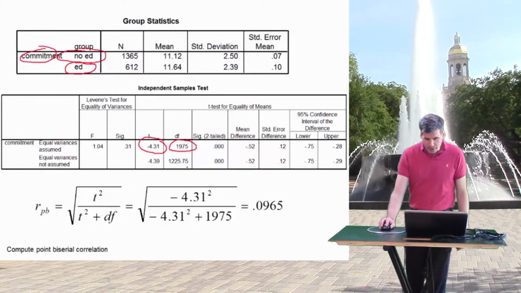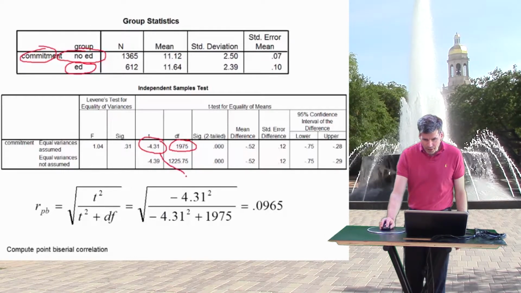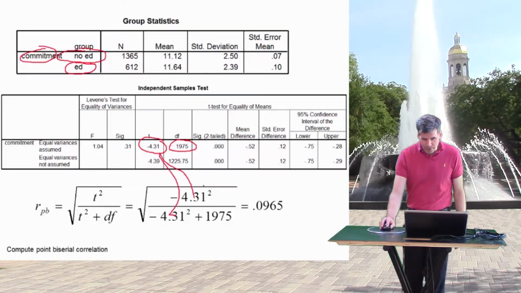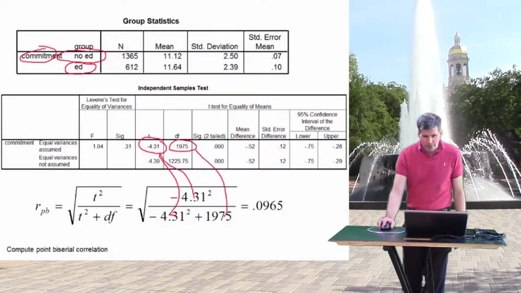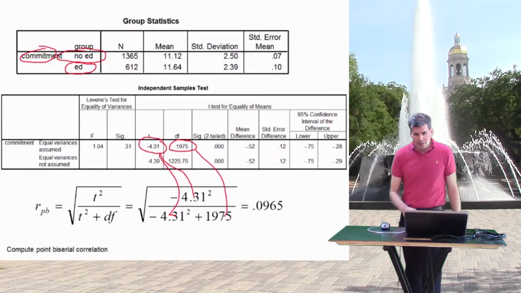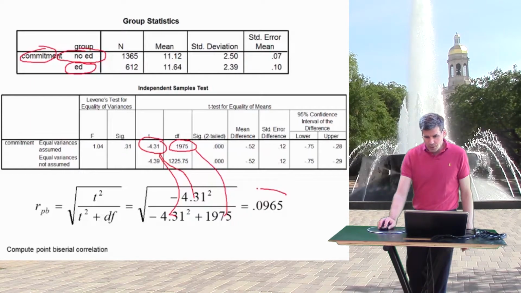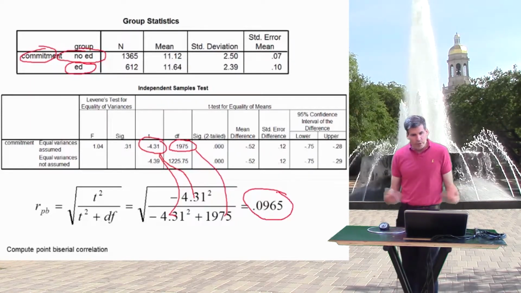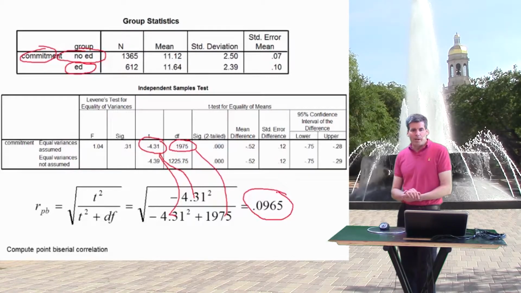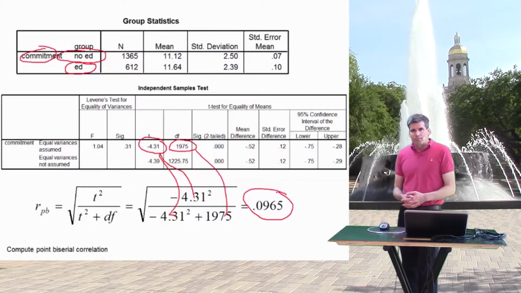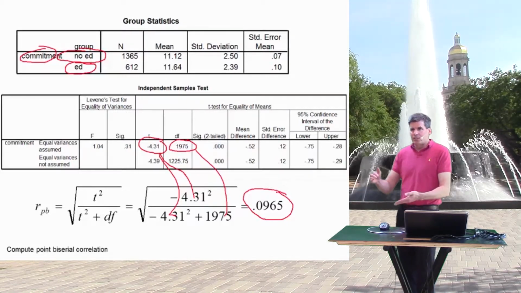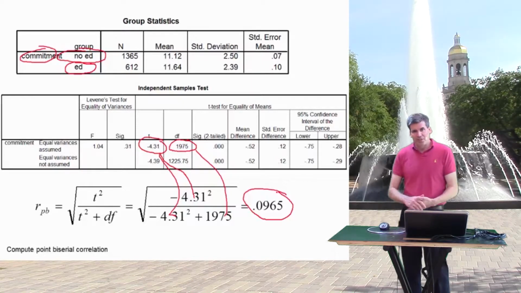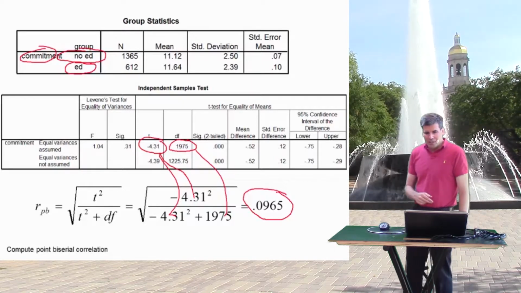So let's just plug all that in. Our t is 4.31, and we plug it in the numerator, and then 4.31 squared plus degrees of freedom, 1,975. Plug all that in, and we get a point-biserial correlation of 0.0965. Or with rounding, a correlation of about 0.1. And if we think in terms of effect size, 0.1 for a correlation is right at that threshold of what we would call a small effect.